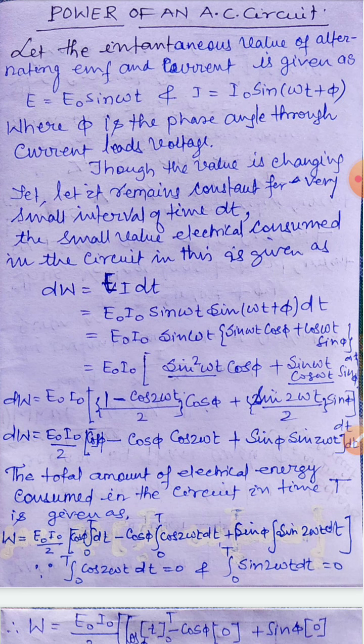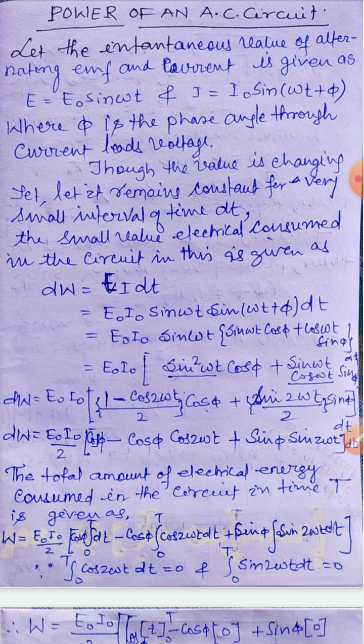So let E is equal to E naught sine omega t and I is equal to I naught sine omega t plus phi, which represent the instantaneous value of EMF and instantaneous value of alternating current. So here phi is the phase angle between the EMF and current. Current leads EMF by phase angle phi.